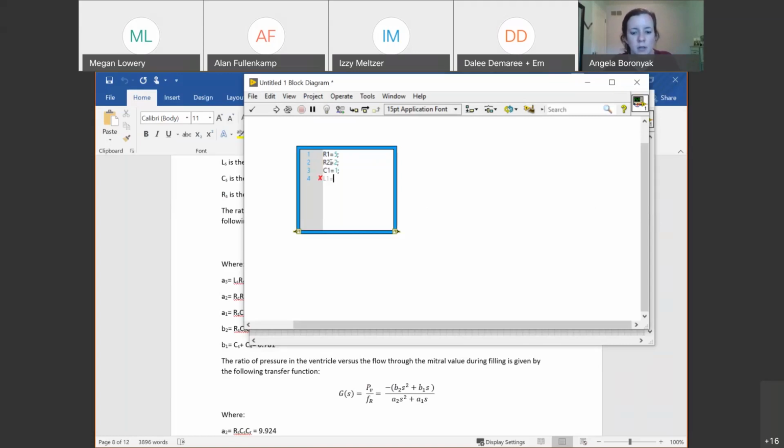So I have my inductor. Again, these are not the right values. You need to use your own.